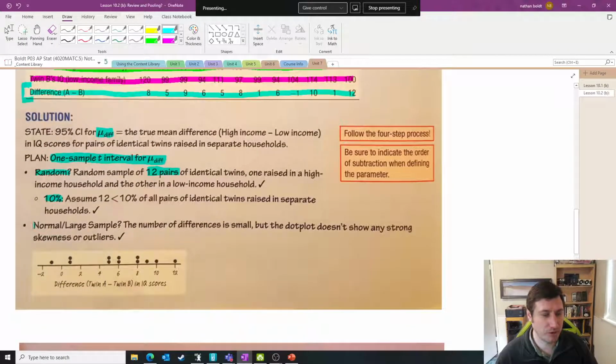All right, so our normal/large sample. This is our large counts condition. So we're not greater than 30, right? 12 is not greater than 30. So that would be an issue. But they graphed our sample. Now that might be worth saying. Do you see which one they graphed?